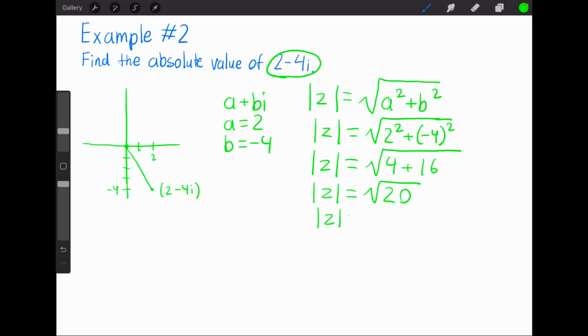Because 4 is a perfect square and a factor of 20, I can simplify this radical. After solving this equation, we now know the absolute value of the complex number 2 minus 4i is 2 root 5.